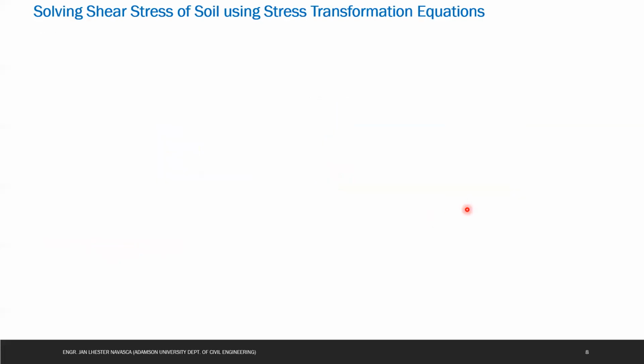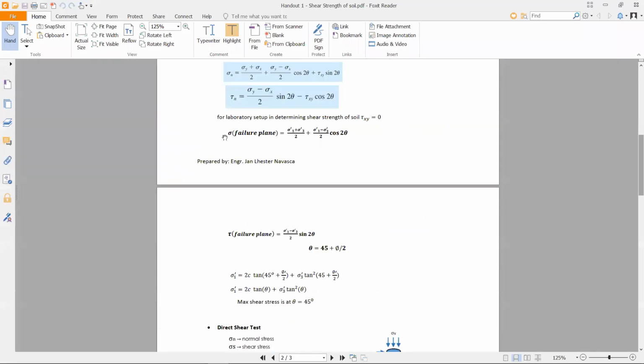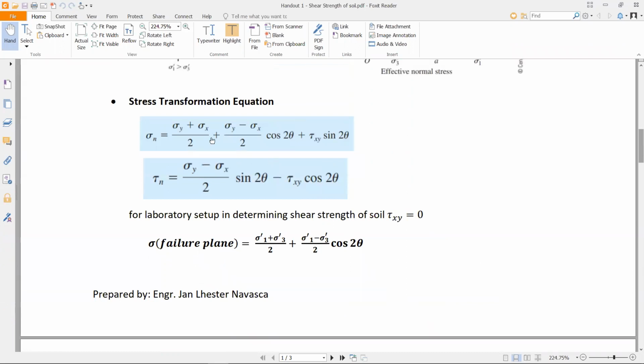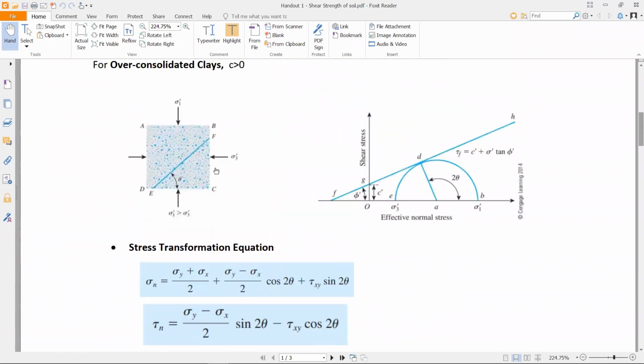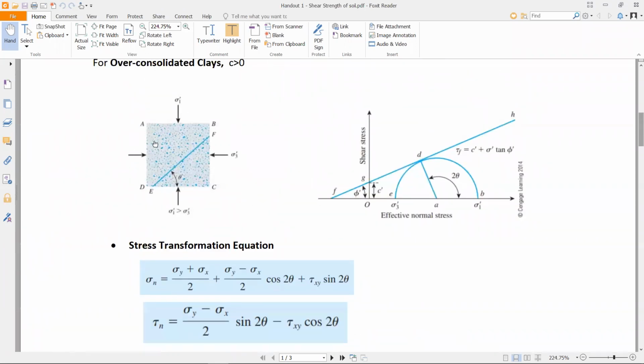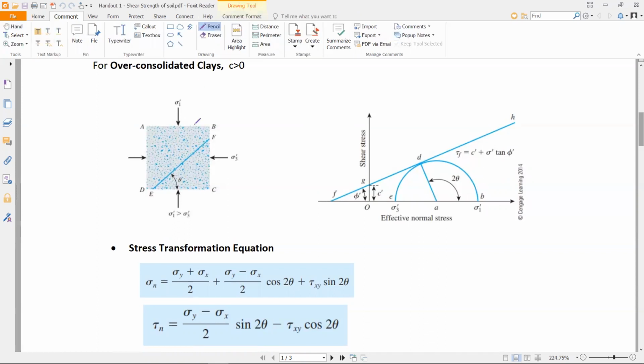Okay, so the question is letter C, normal stress and shear stress on the failure plane. If you recall your handout, we have this stress transformation equation given by the book. Suppose we have this stress element and we want to find the shear stress at the failure plane.